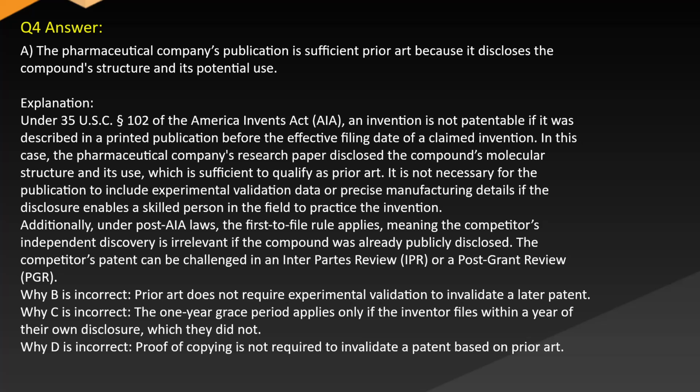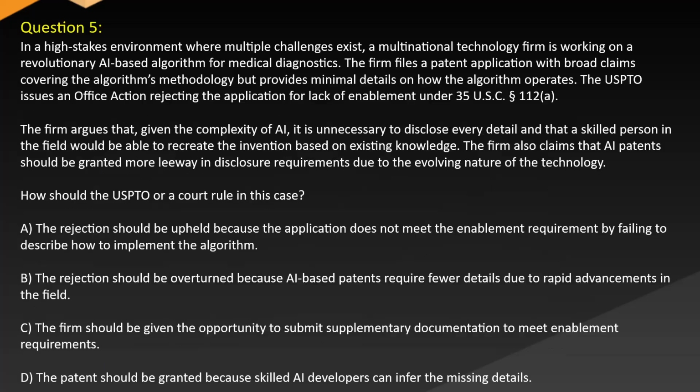Additionally, under post-AIA laws, the first-to-file rule applies, meaning the competitor's independent discovery is irrelevant if the compound was already publicly disclosed. The competitor's patent can be challenged in an inter partes review, IPR, or post-grant review, PGR. B is incorrect. Prior art does not require experimental validation to invalidate a patent. C is incorrect. The one-year grace period applies only if the inventor files within a year of their own disclosure, which they did not. D is incorrect. Proof of copying is not required to invalidate a patent based on prior art. Question 5.